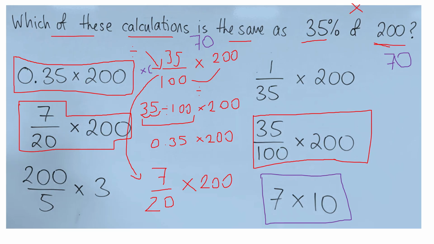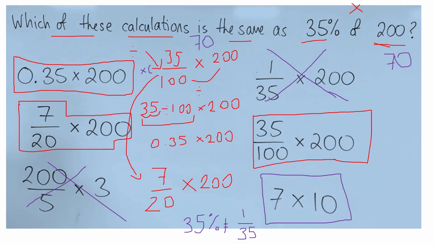Okay, are there any others? So this will give you what? 40. 40 times 3 is 120, so it can't be that one. And it can't be this one, because this one here is representing a misconception. A lot of students think that 35% means 1 over 35. It doesn't actually mean that. So this is representing a misconception, because 35% is not the same as, just to be absolutely crystal clear, 1/35.